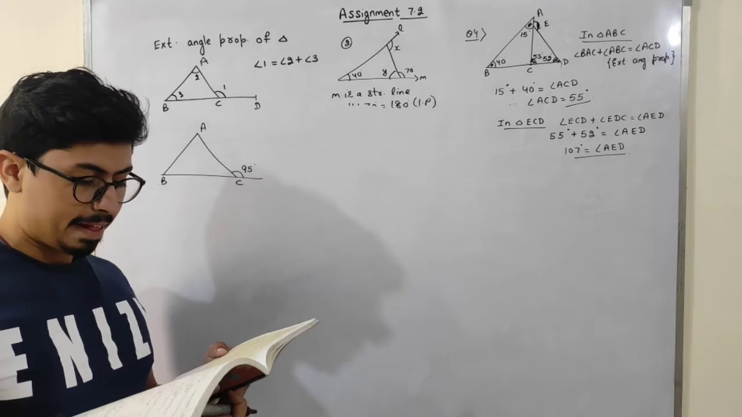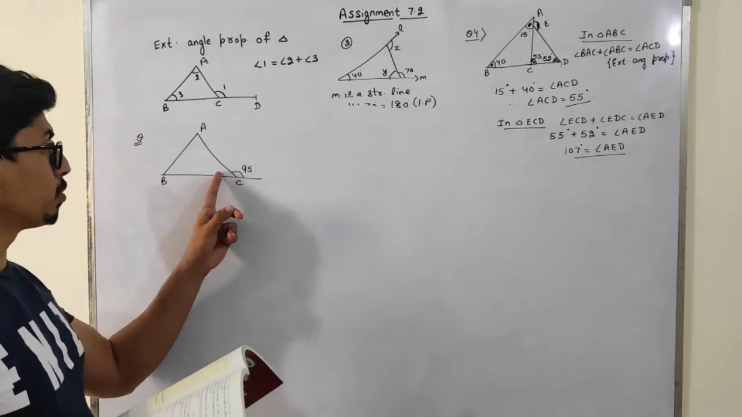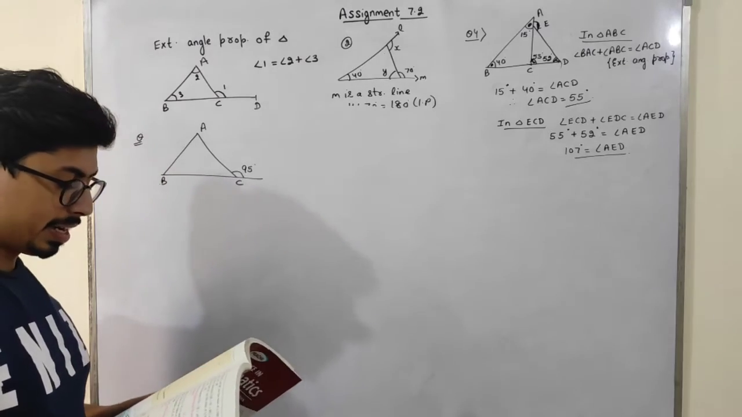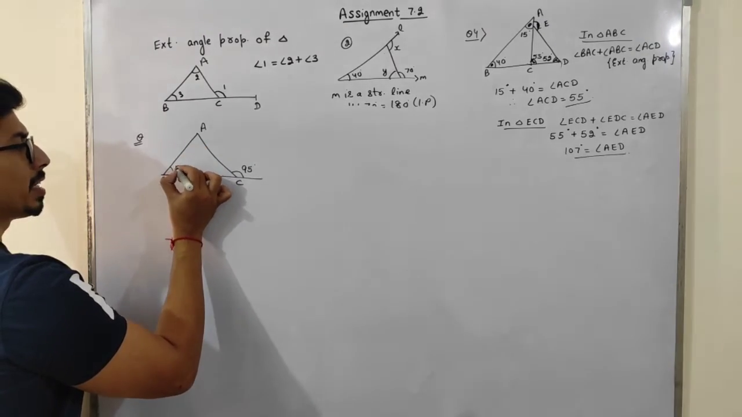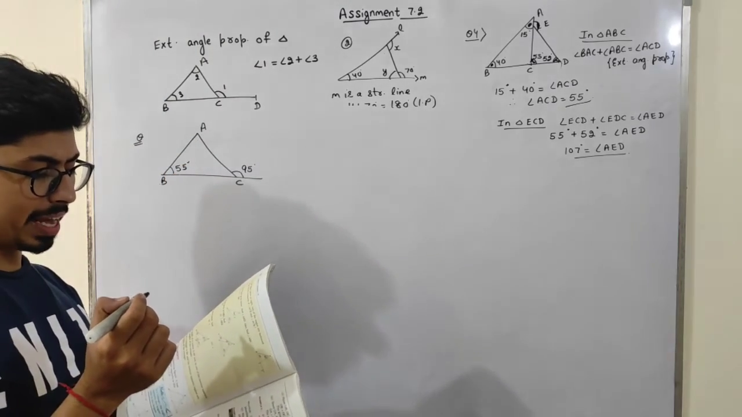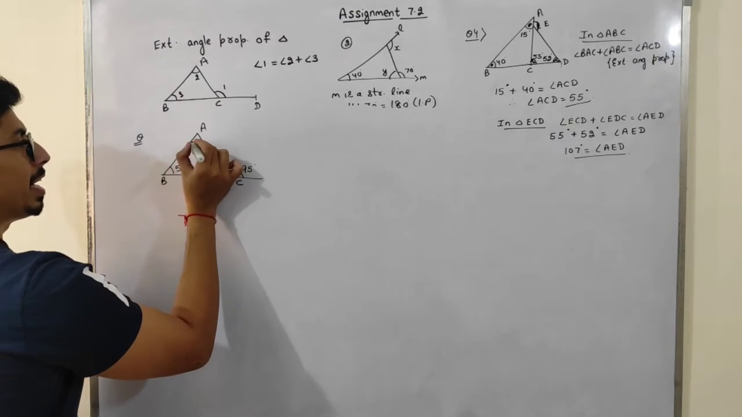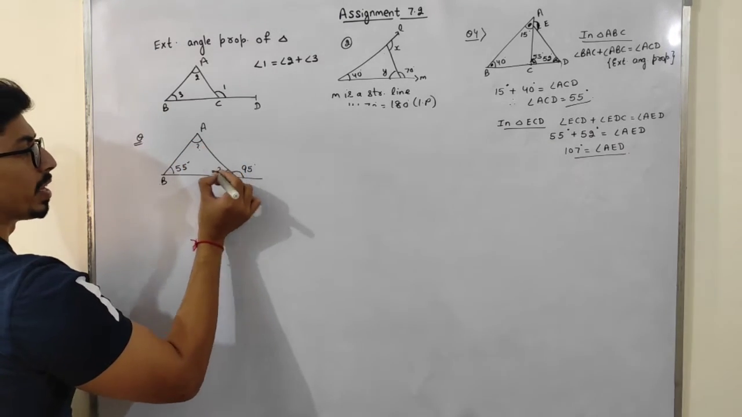Now, and one of the interior opposite angles. Interior means this, opposite means either this or either this. It is 55 degree. You can take any of these angles as 55. I am taking this as 55 degree. So what do we have to do? Find all the angles of the triangle. That means I have to find this angle and this angle.